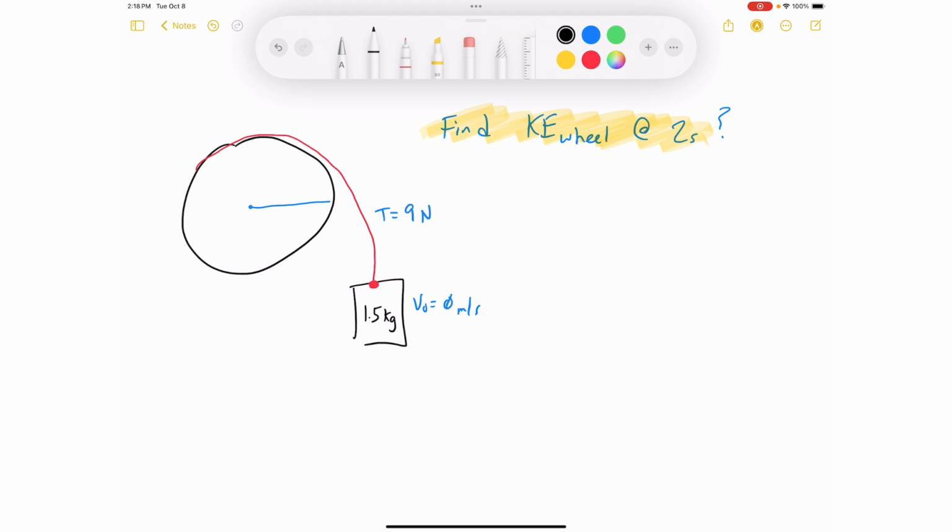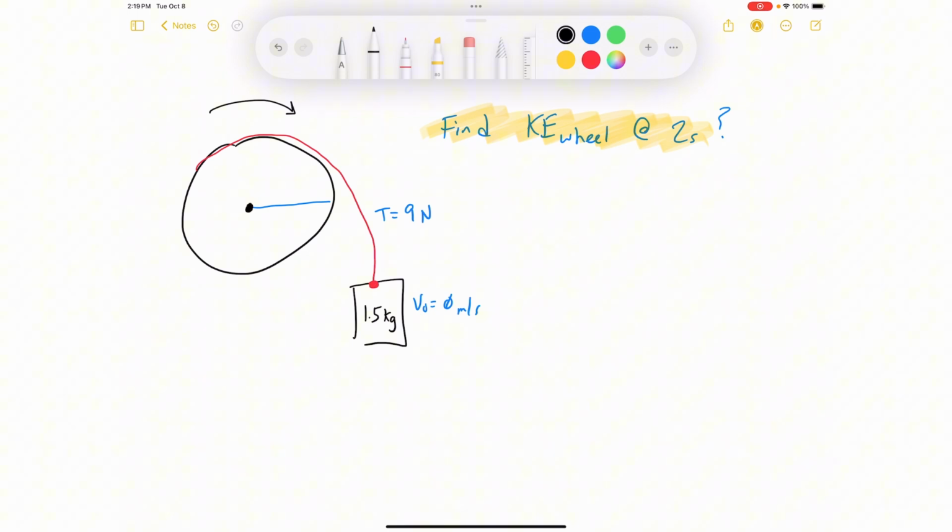It will then cause the wheel to spin. The block will go down, which will cause the wheel to spin in this direction, clockwise. Once it starts spinning, we're going to let it spin for 2 seconds, and then figure out what the kinetic energy of the wheel is after 2 seconds of spinning. The shaft that the wheel is on has no friction, so it's frictionless.